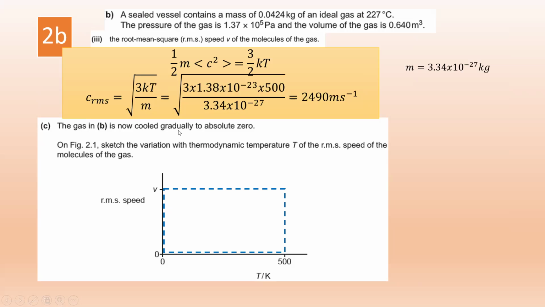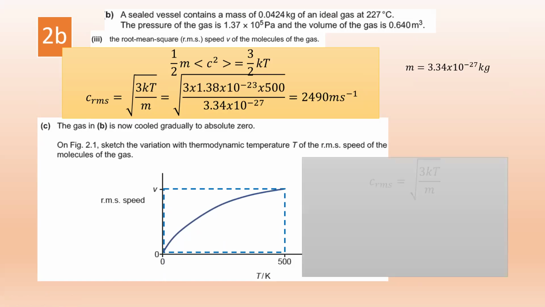The gas is now cooled gradually to absolute zero. Sketch the variation with thermodynamic temperature of the root mean square speed of the molecules of the gas. How does the graph look? Decreasing v. This is a repeat question now. Like that, no? How do we justify it? How do we know what the graph looks like?